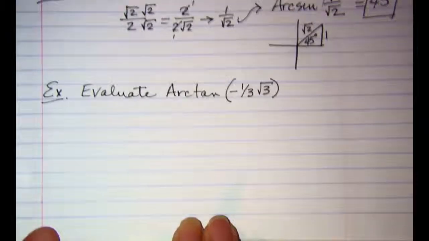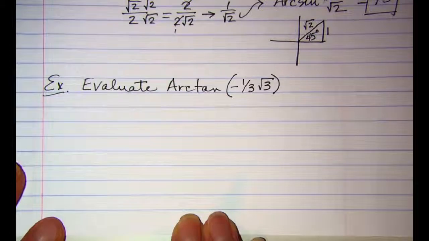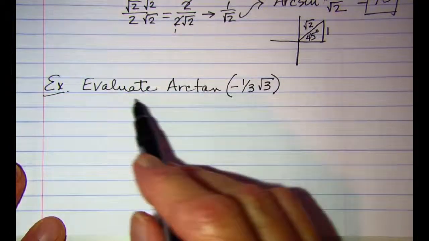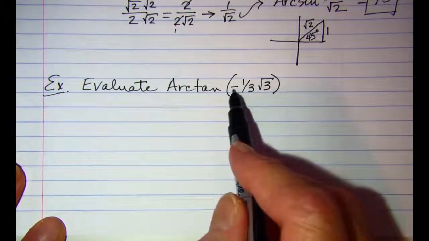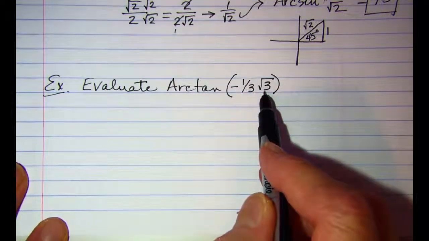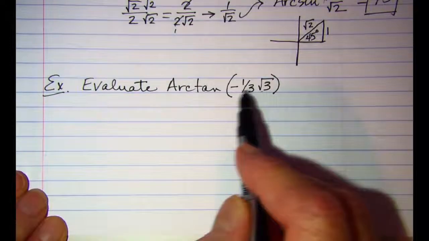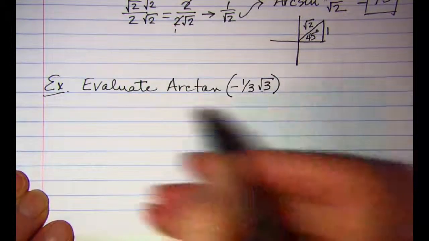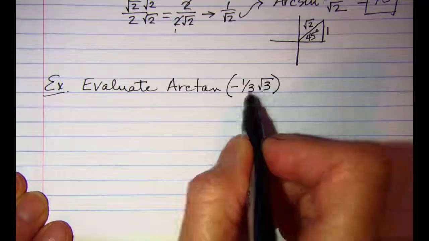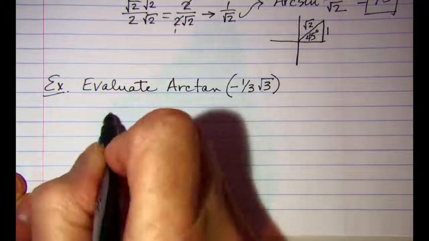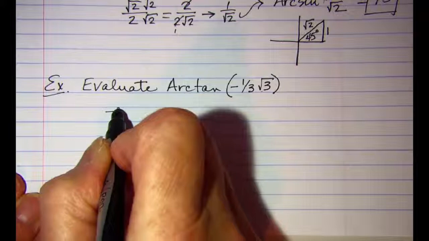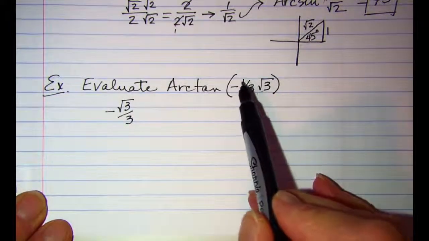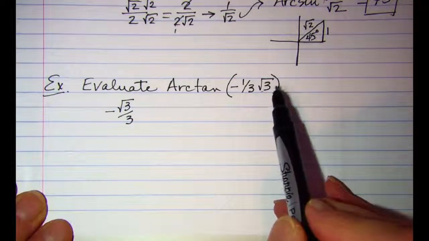Let's do another one. We're asked to evaluate the arctan of negative 1/3 root 3. So we want to find the angle whose tangent is this ratio. Now I'm going to first multiply this and get a single ratio. So that would be negative square root of 3 over 3, because you multiply the 1 times the radical 3.